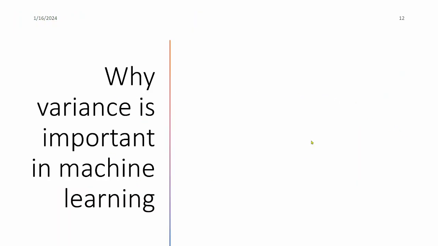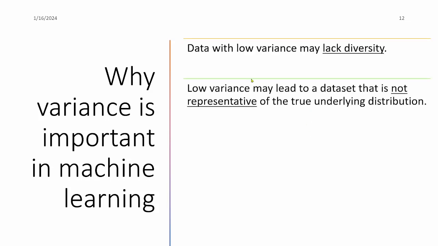Why is variance important in machine learning? Some of the reasons that I have mentioned here. Data with low variance can mean that the data is lacking diversity, and diversity of data is important in machine learning for covering all situations or boundary cases or edge cases, in order to get the model which is well generalized. Low variance may lead to a data set that is not representative of the problem, or rather, when we go for predictions in future, it may not generalize well.